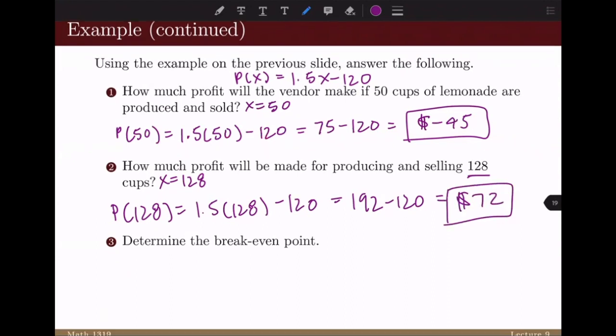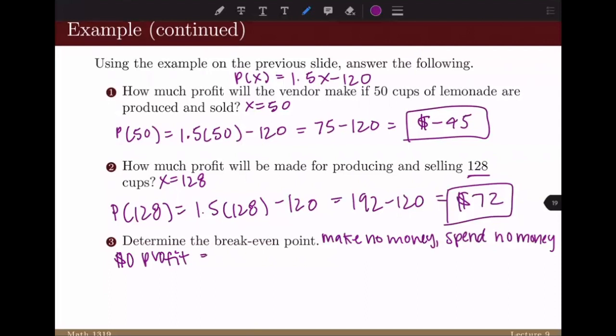Now I want to determine the break-even point. So what is a break-even point? Well, that means you break even where you make no money and you spend no money. Essentially, you profit $0, but you also don't lose any money.